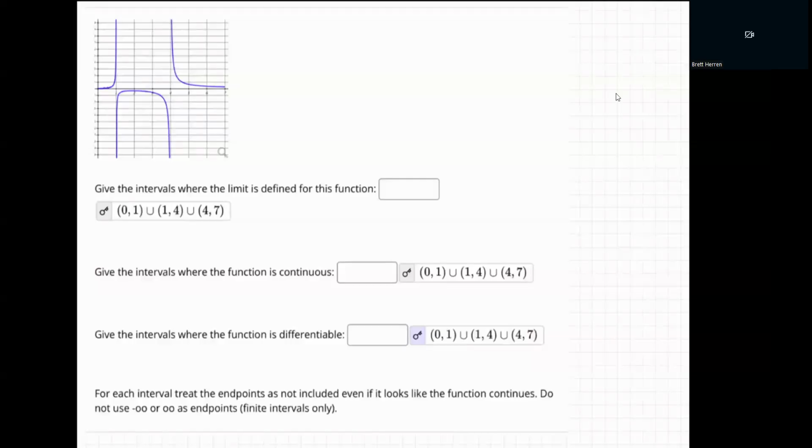This problem shows us a graph that has a U shape in the middle and a couple branches on the sides, and it's asking us three questions. First off, where's the limit defined? Where's the function continuous? And where's the function differentiable? Those are increasing levels of niceness about a function or a graph. Let's talk about it. What do those terms mean?